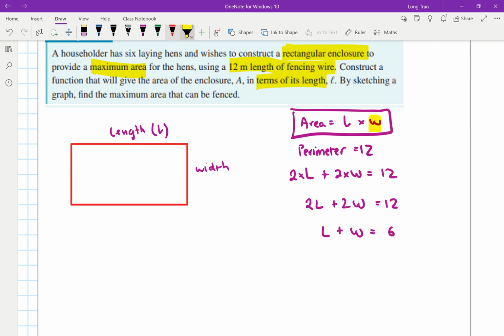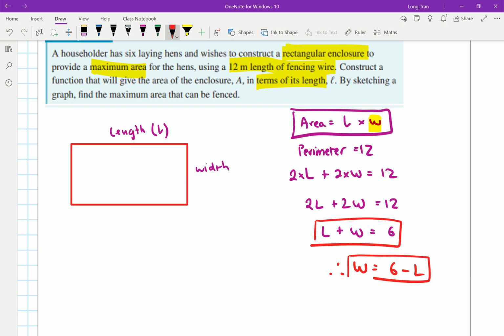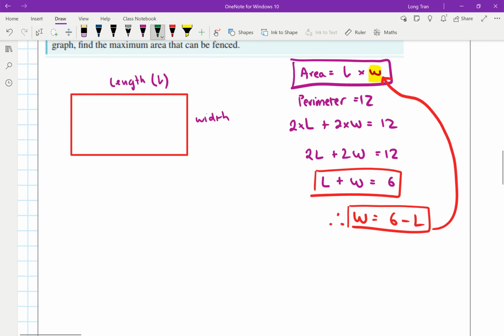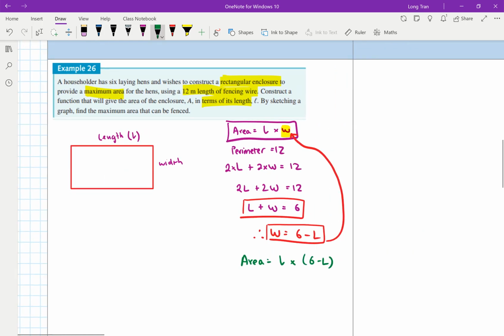So what does W equal? I can rearrange this here. W is equal to 6 minus L. Can you see that? Subtracting L on both sides. That is going to be useful because I can now substitute here. If I do that, your area is now equal to length multiplied by 6 minus L. So that's area in terms of length, and they want you to find the maximum area.